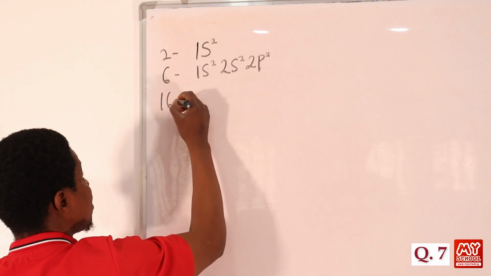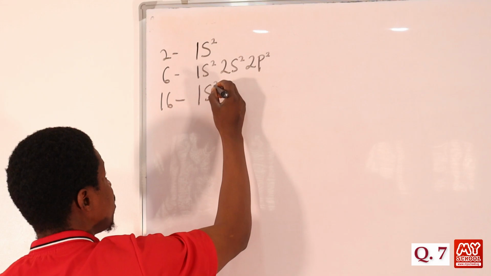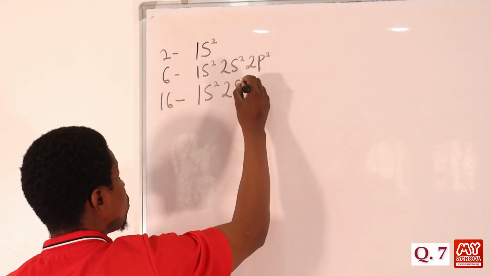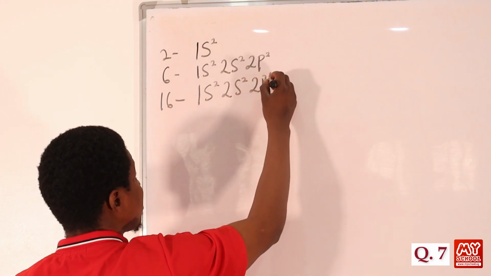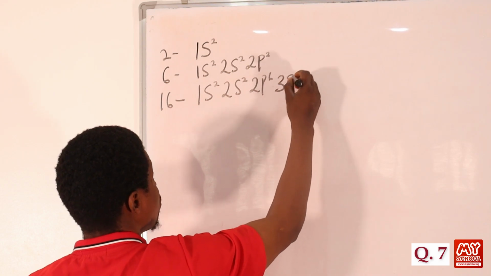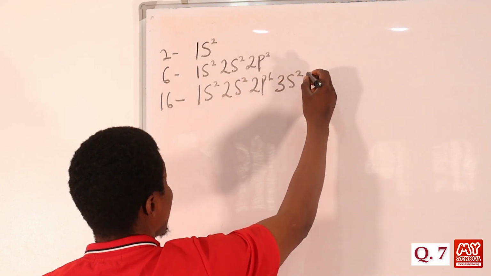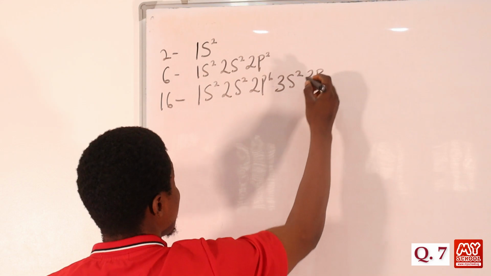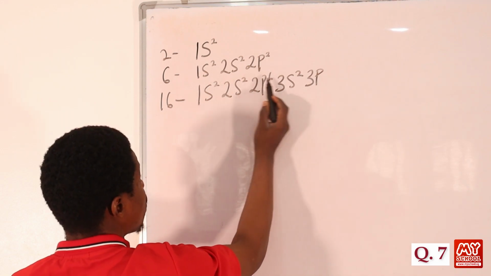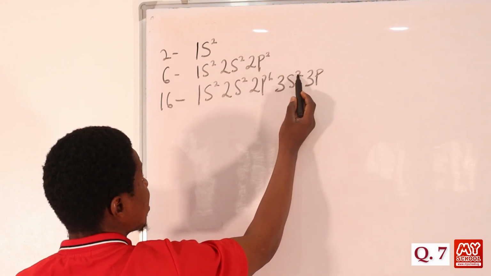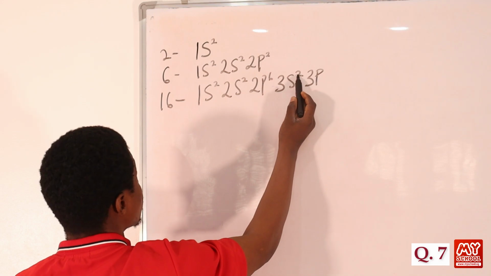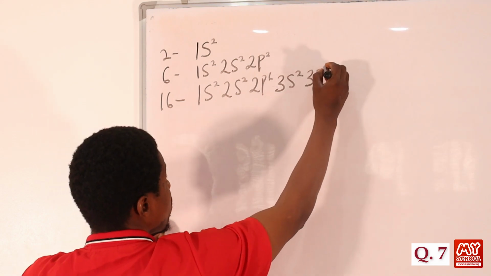The next one is 16. 16 should be 1s2, 2s2, 2p6. Then we have 3s2, okay? 3p, let's see, 2 plus 2, that's 4, plus 6, that's 10, plus 2, that's 12. 12 from 16, that's 4. Okay, so we have 3p4 here.